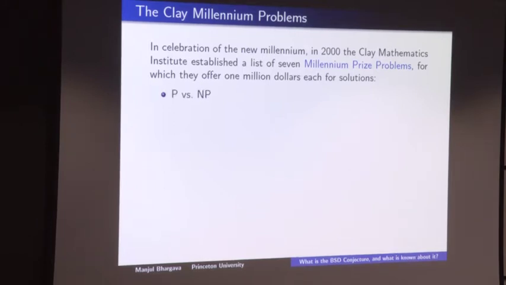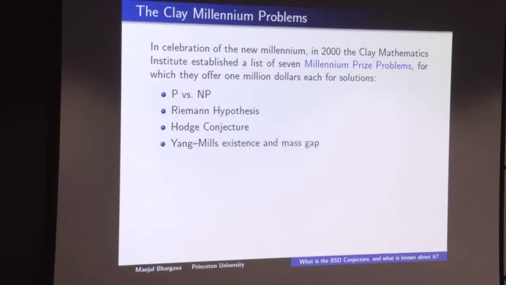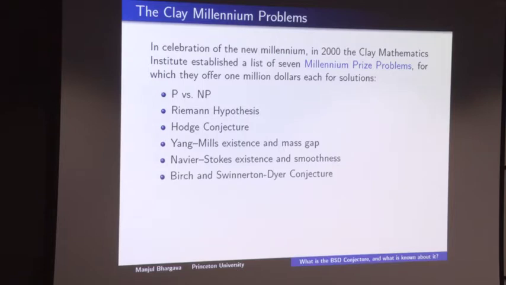The names of the problems, you've probably seen or heard about most of these: P versus NP, the Riemann hypothesis, the Hodge conjecture, the Yang-Mills existence and mass gap problem, the Navier-Stokes problem, the Birch and Swinnerton-Dyer conjecture, and the Poincaré conjecture. These are the 7 Millennium Prize problems. And of course, the Birch and Swinnerton-Dyer conjecture is one of these. Of these 7 problems, only one of them has been solved so far.